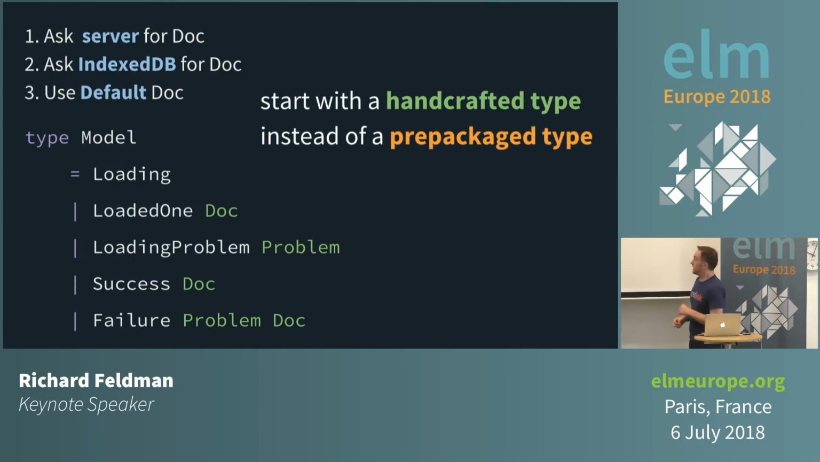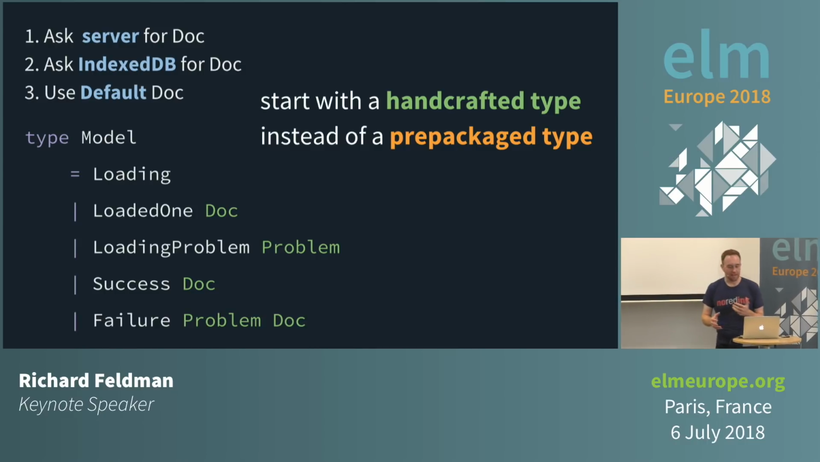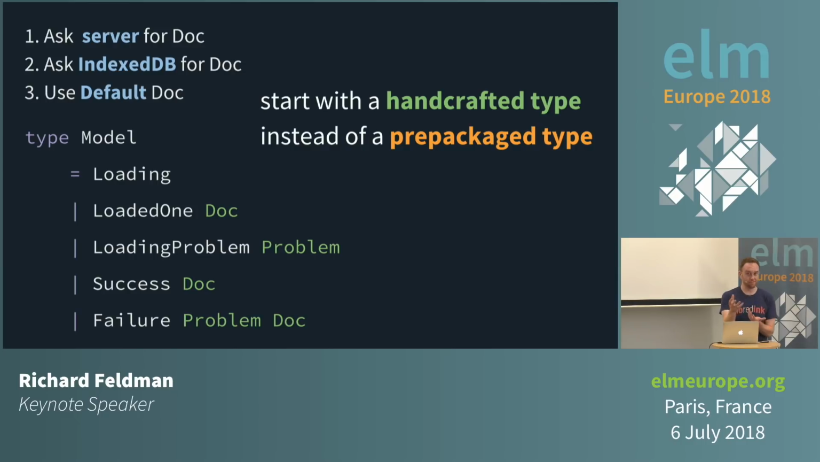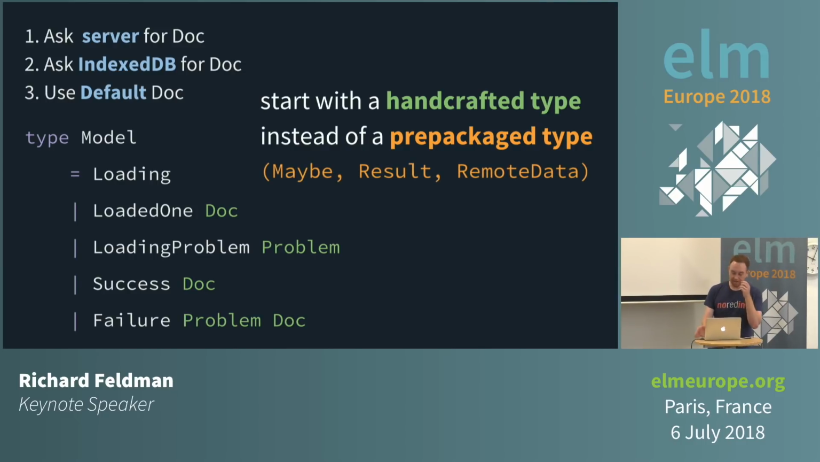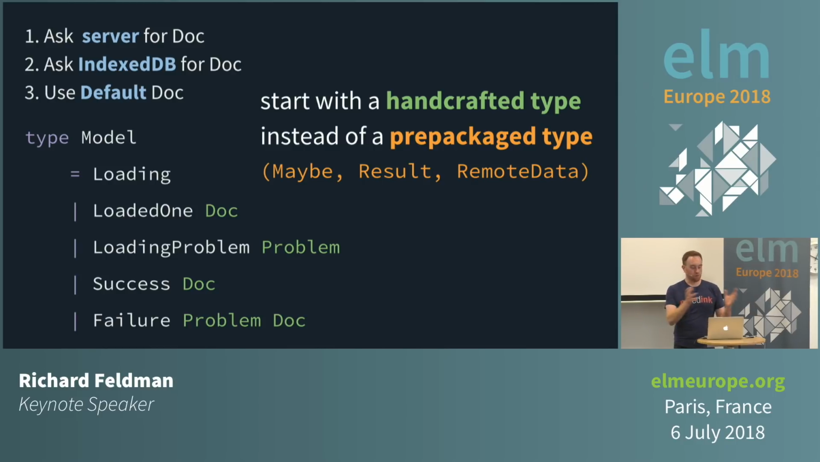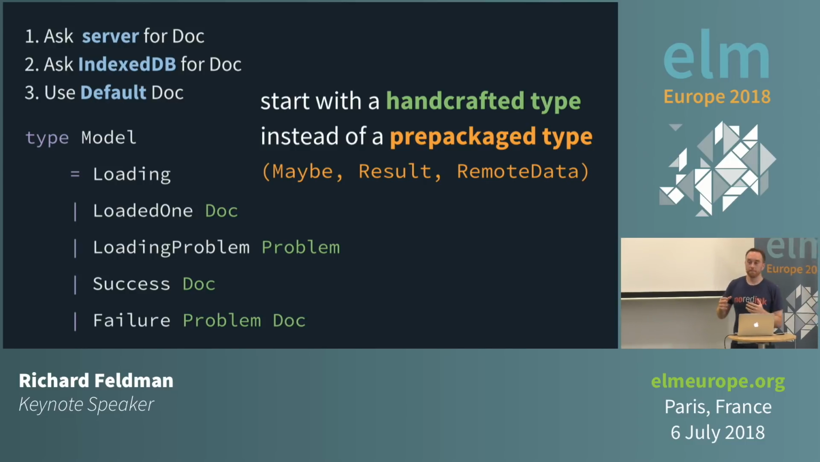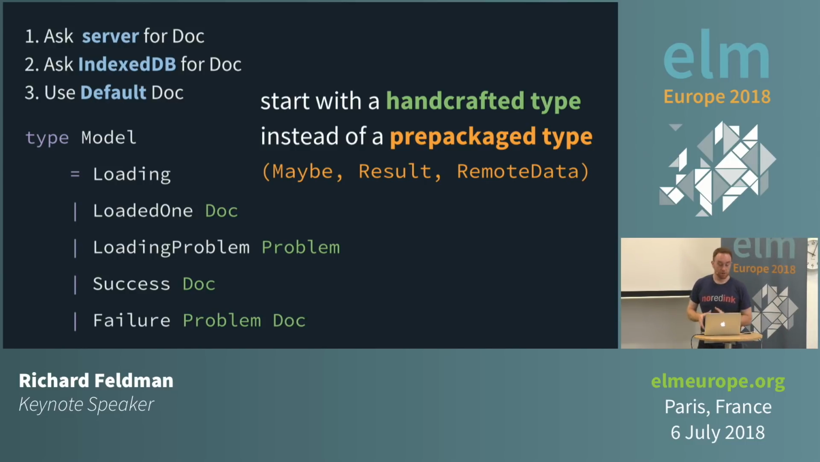Okay, this is pretty cool, and it's sort of like why I like to start with a handcrafted type instead of a prepackaged type. Usually I wouldn't even start with a Maybe like that, and that goes for Maybe, Result, RemoteData, etc. Sometimes I go through this exercise of, okay, what are all my states, and think through the implications, and maybe it ends up fitting one of these exactly. But quite often it doesn't.